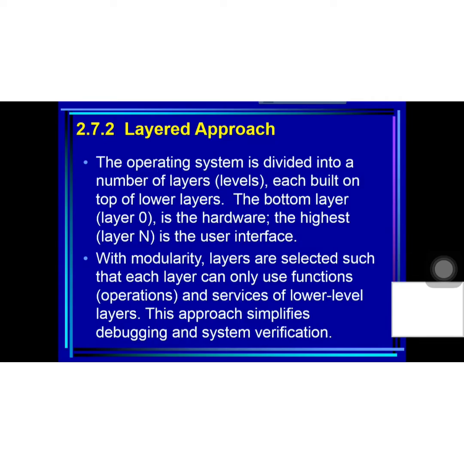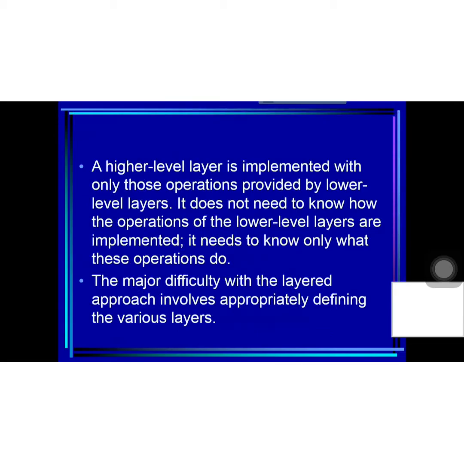Each layer is implemented only with operations provided by lower-level layers. A layer doesn't need to know how these operations are implemented. It needs to know only what these operations do. Hence, each layer hides the existence of certain data structures, operations, and hardware from higher-level layers.